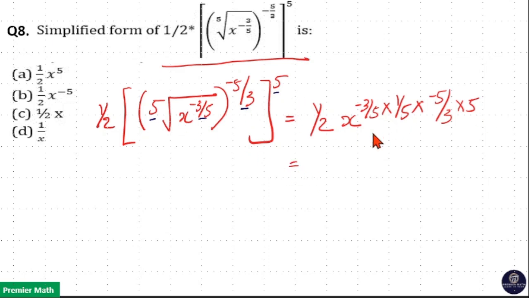Here you can see minus 3 by 5 and minus 5 by 3 cancel. 1 by 5 and 5 cancel. Remaining is 1 by 2x. So, your answer is 1 by 2x. Option C is your answer.